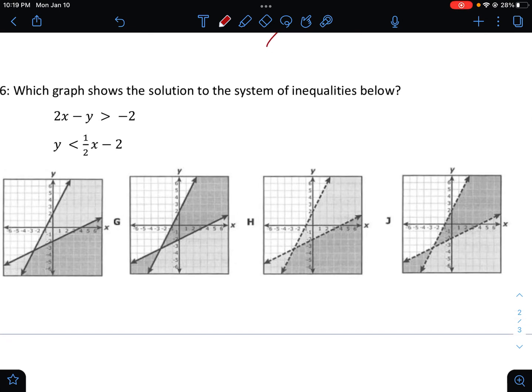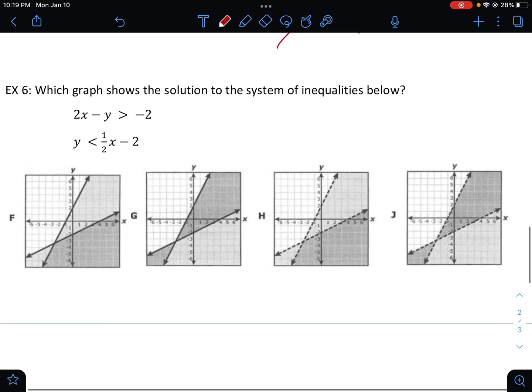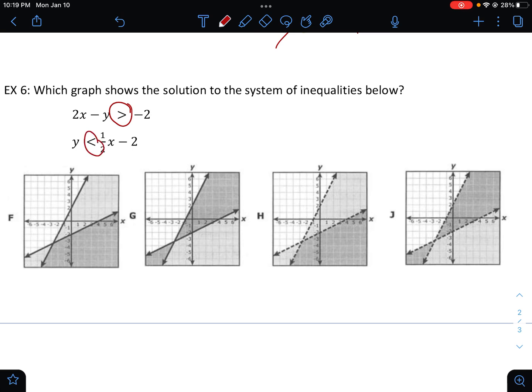Looking at number 6, the last example of this video. Go ahead and pause it and see if you can figure it out for yourself. Hopefully you gave it a try. Based on looking at my inequality signs right here, it allows me to eliminate F and G because they have the wrong types of line. Then I just need to figure out which line is which. I'm going to focus on this one because it is already solved for y. I'm just going to do it by looking at it this time. I know that my y-intercept is -2, which means this is that line right here.